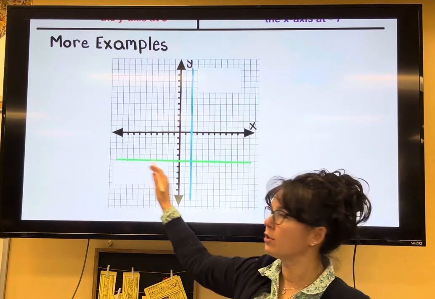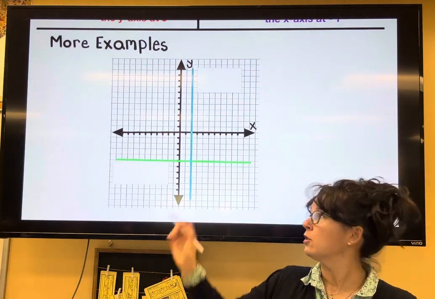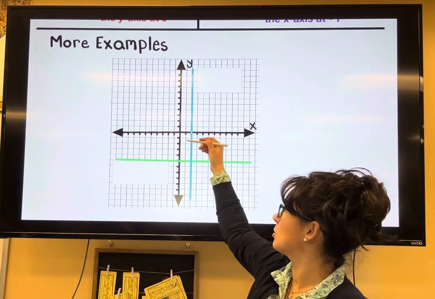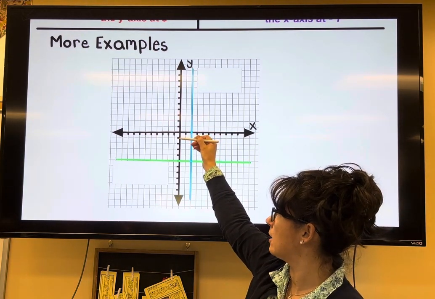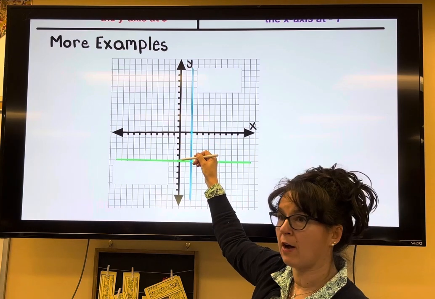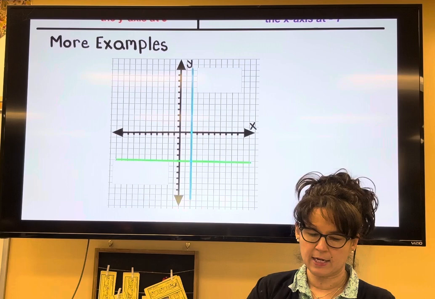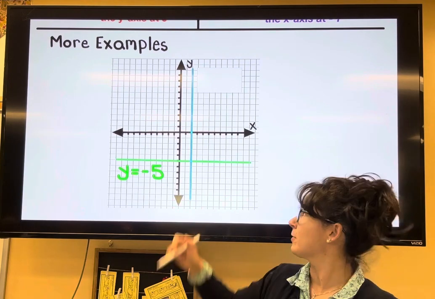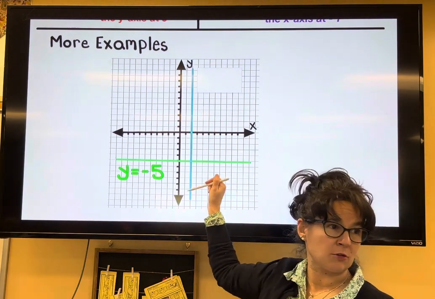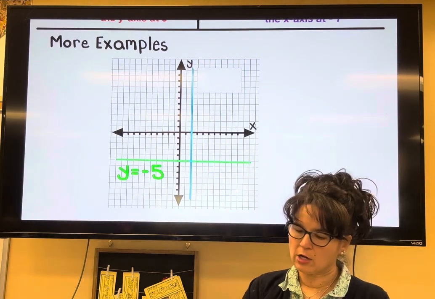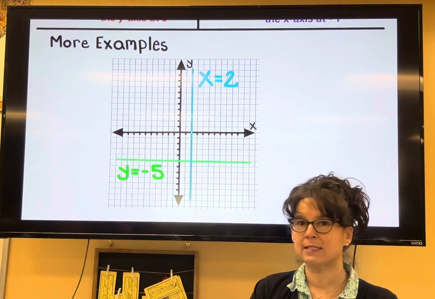If I wanted to know the equation of that green line, notice the green line is slicing through the y-axis, and it's slicing through the y-axis specifically at 1, 2, 3, 4, 5. So the equation of that line is y equals -5. This blue line is slicing through the x-axis at 2. And so the equation is going to be x equals 2.